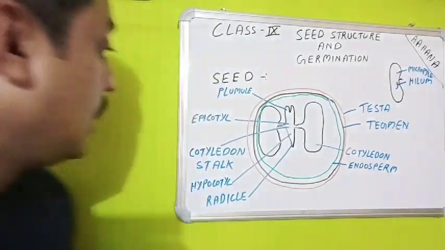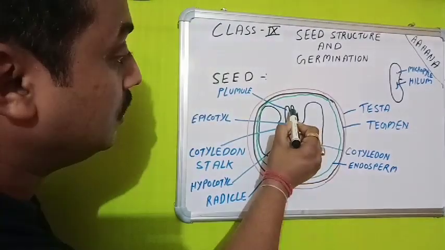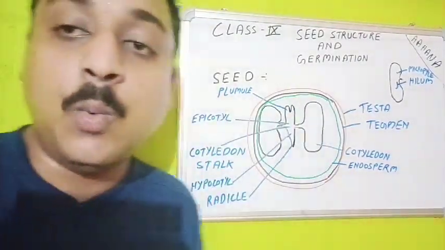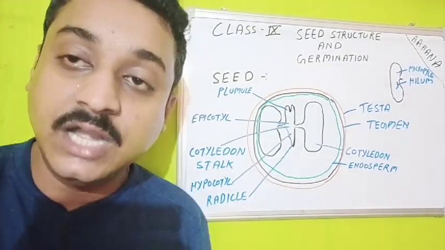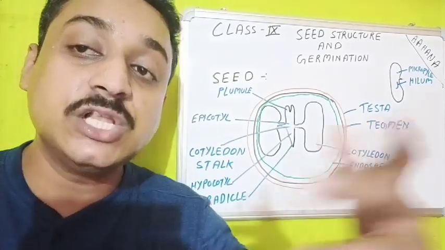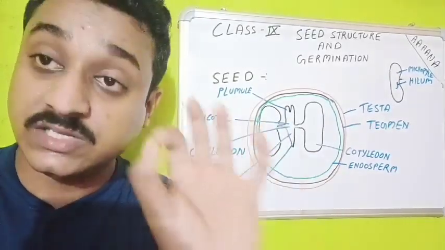Now, epicotyle. Epicotyle is the part which is between the plumule and the cotyledon. Why is it needed for us to know hypocotyle and epicotyle? Because in a later class we will learn epigeal and hypogeal germination. That's the reason why the knowledge of epicotyle and hypocotyle is needed.